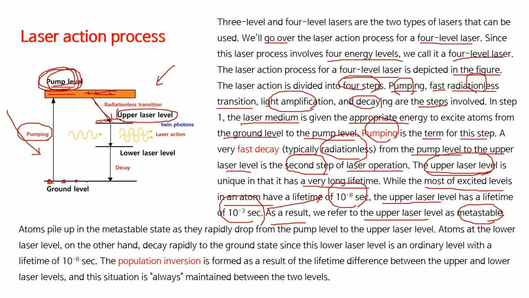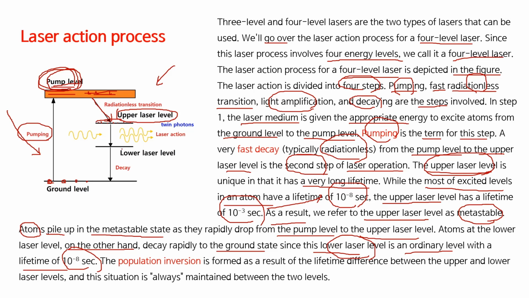Then atoms pile up in the metastable state as they rapidly drop from the pump level to the upper laser level. Atoms at the lower laser level, on the other hand, decay rapidly to the ground state, since this lower laser level is an ordinary level with a lifetime of 10 to the minus 8 seconds.